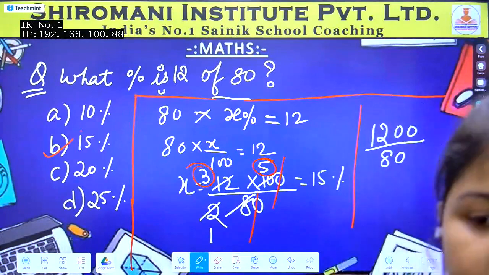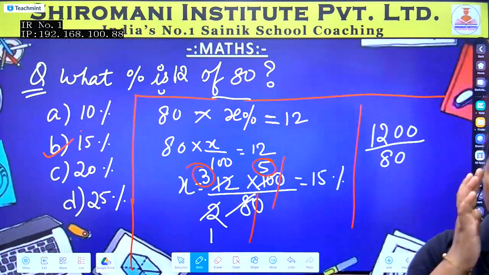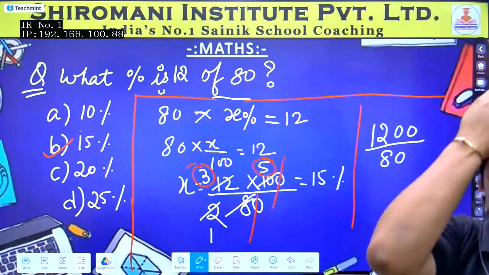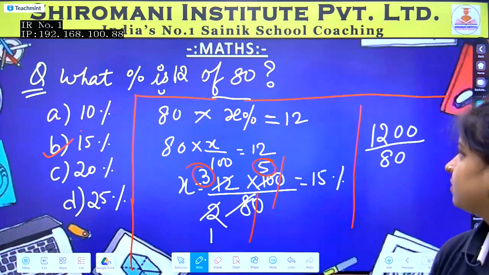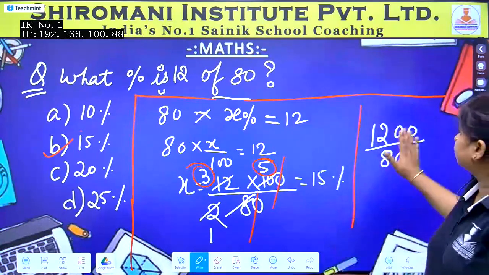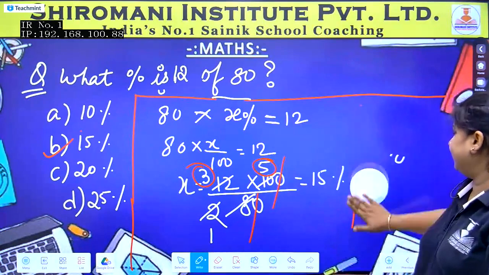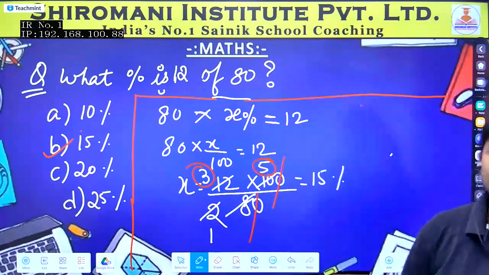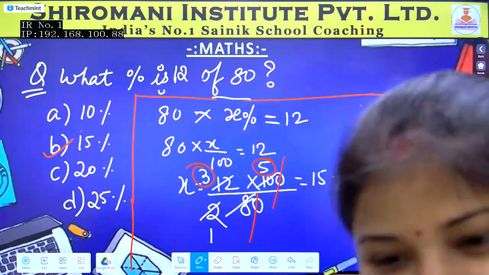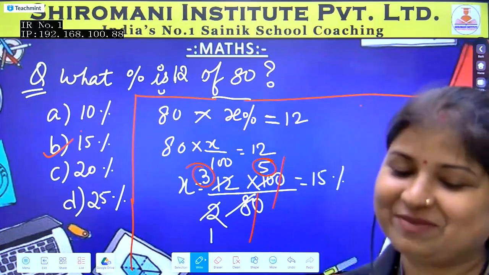Yes, Utkarsh. Ma'am, I think you have written it ulta. It should be 12 into x percent equals 80. No, beta. I think you understood the question ulta. I have written it correct. I'm explaining this once more.